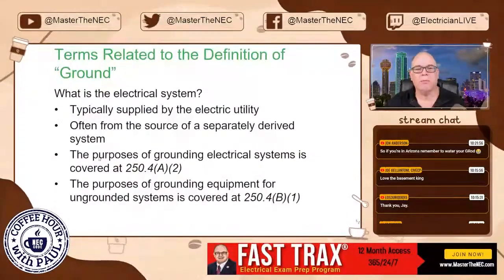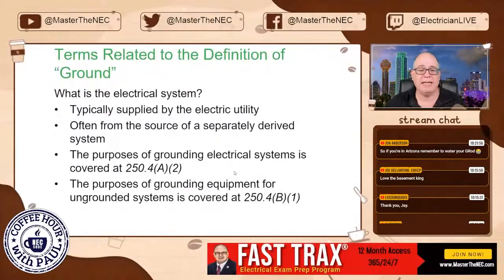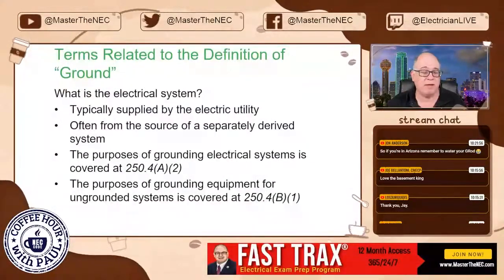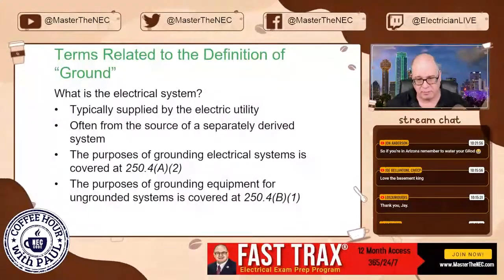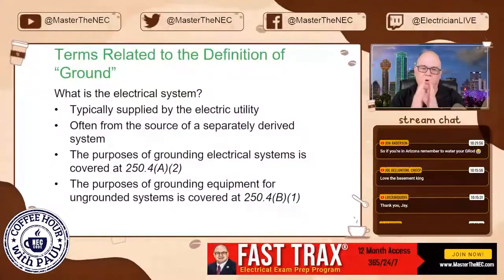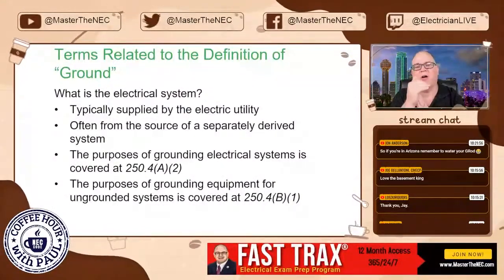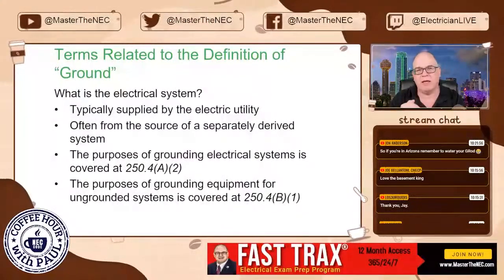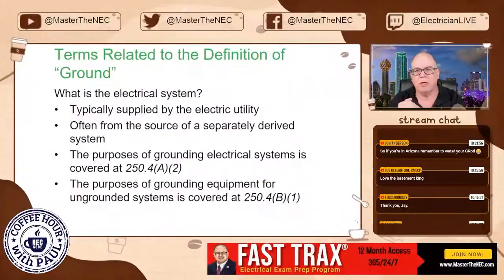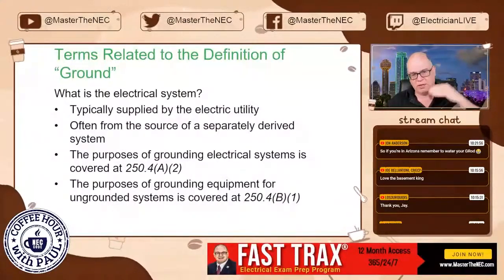Don't worry. The purpose of grounding electrical systems is covered in 250.4(A)(2), and the purpose of grounding equipment for ungrounded systems is covered in 250.4(B)(1). So we're going to look at different pieces of that, but basically we have a list of why we do grounding when it comes to grounded systems. And that is 250.4(A), and we go down the list.